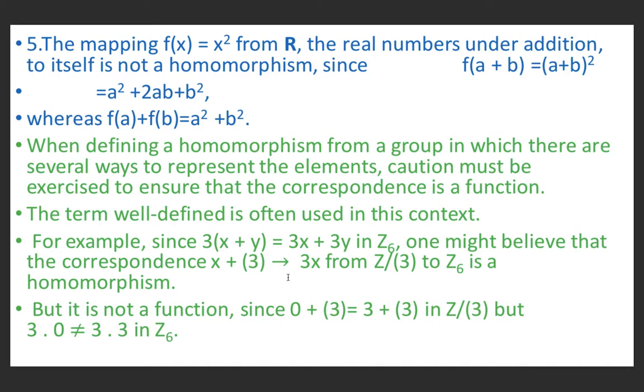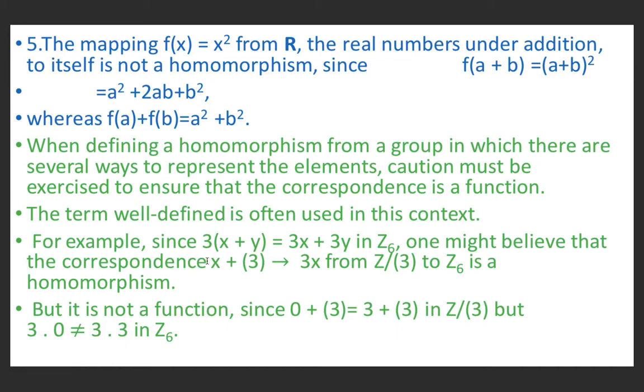Because x + 3 is an element of Z/3, and Z/3 is nothing but a quotient group consisting of the set of all the cosets. So 0 + 3 in Z/3 is equal to 3 + 3. But in Z6, 3 times 0 is not equal to 3 times 3.